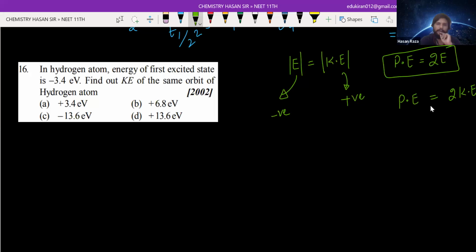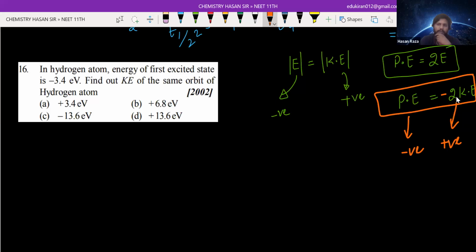You know that kinetic energy is positive and total energy is negative, so whatever is the value, total energy will be negative. That means potential energy and total energy will be negative. Kinetic energy will be equal to total energy in magnitude: kinetic energy will be positive, total energy negative. And potential energy will be double of total energy. That means potential energy will also be double of kinetic energy, because kinetic energy and total energy are equal, only the sign changes.